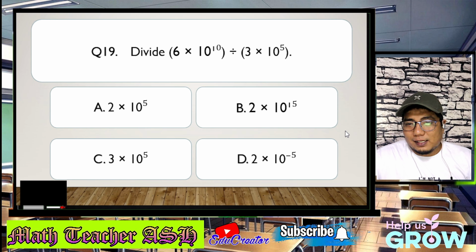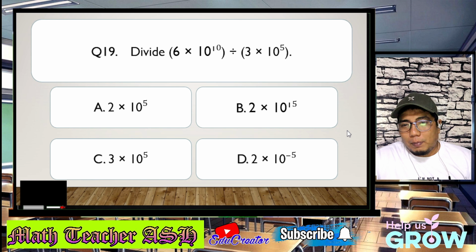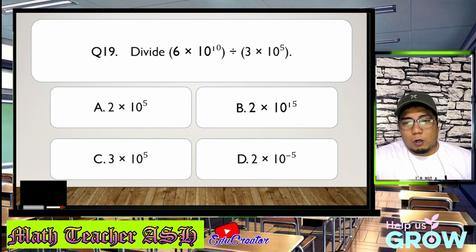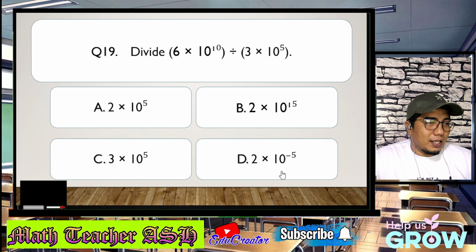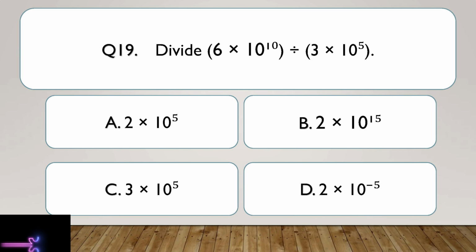Divide 6 times 10 to the 10th power by 3 times 10 to the 5th power. Is it A, 2 times 10 to the 5th power, B, 2 times 10 to the 15th power, C, 3 times 10 to the 5th power, or D, 2 times 10 to the negative 5th power? I'll give you 5 seconds to think about your answer. 5, 4, 3, 2, 1.